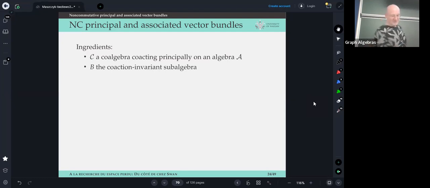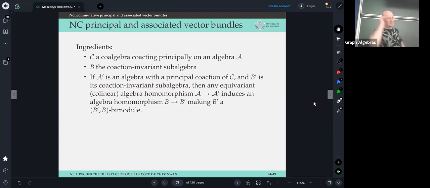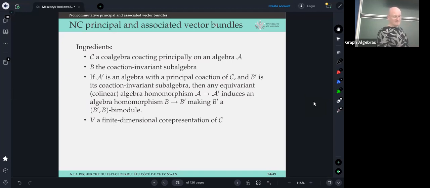So, what are non-commutative principal and associated vector bundles? As I told you, the situation depends on some coalgebra. Remember, this coalgebra is a generalization of the coalgebra of polynomial functions on this linear algebraic group. Then we have the principal coaction of this coalgebra on the algebra A. P is the coaction-invariant subalgebra.